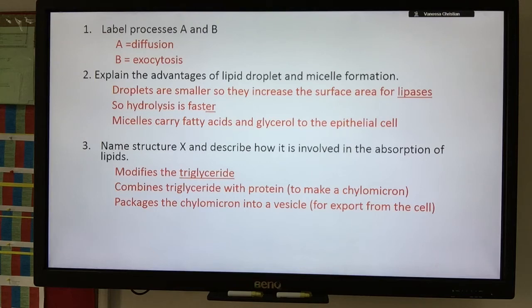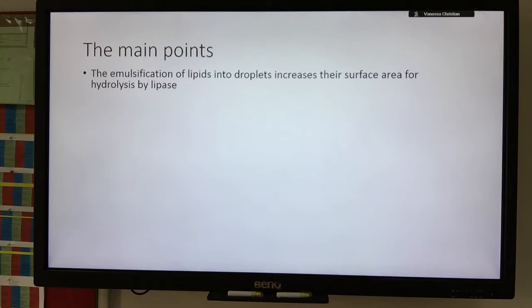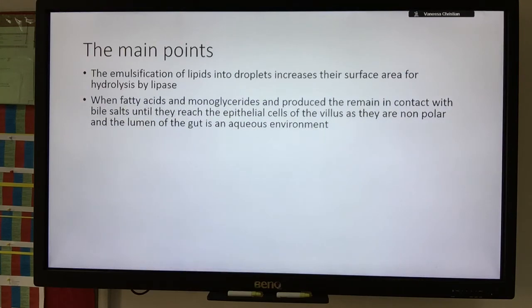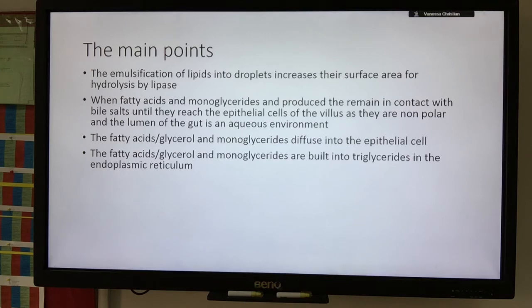The third question asks you about structure X and how it's involved in the absorption of lipids. And we need to make the point here that by the time the monoglycerides and the fatty acids have reached the Golgi apparatus, they've already been through the endoplasmic reticulum and they've also already been recombined. So we need to ensure that we talk about triglycerides entering the Golgi apparatus and the chylomicron exiting the Golgi apparatus. So let's recap on the main points.